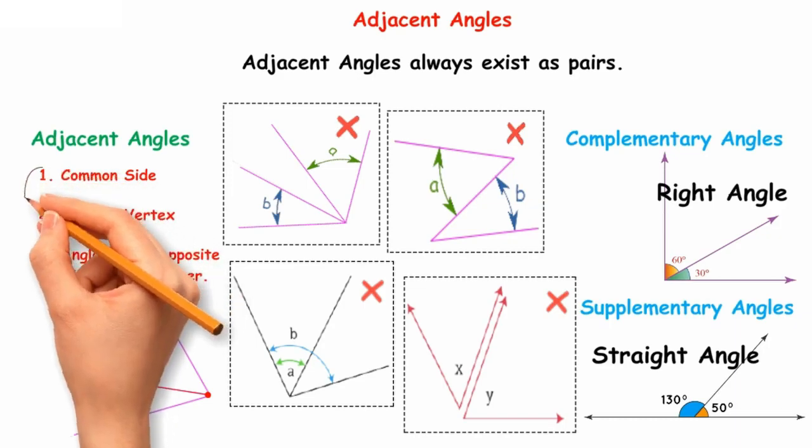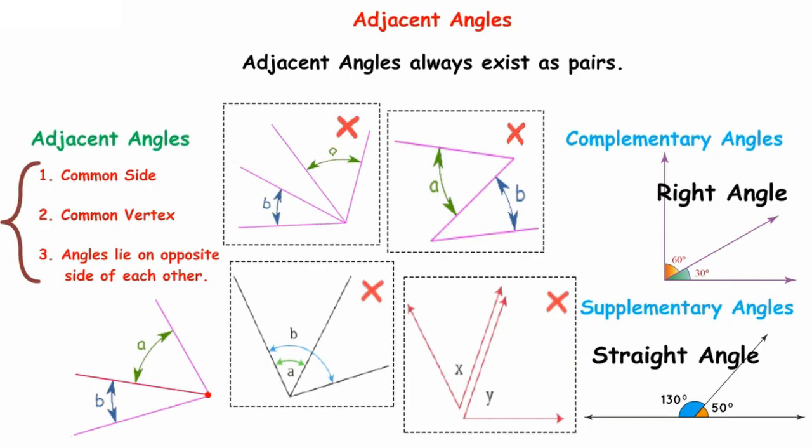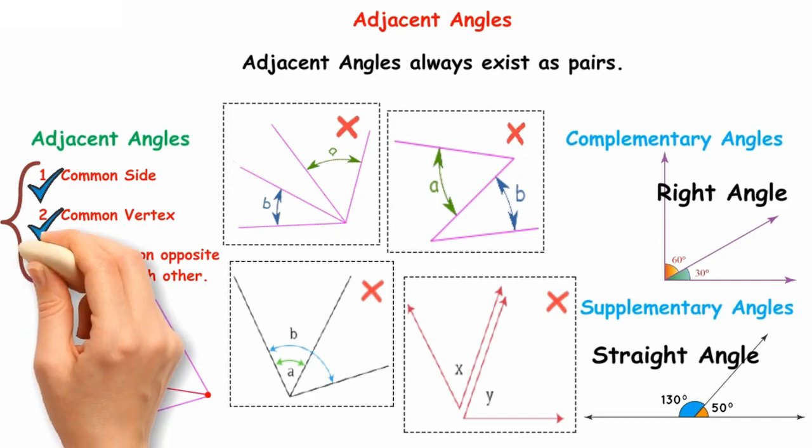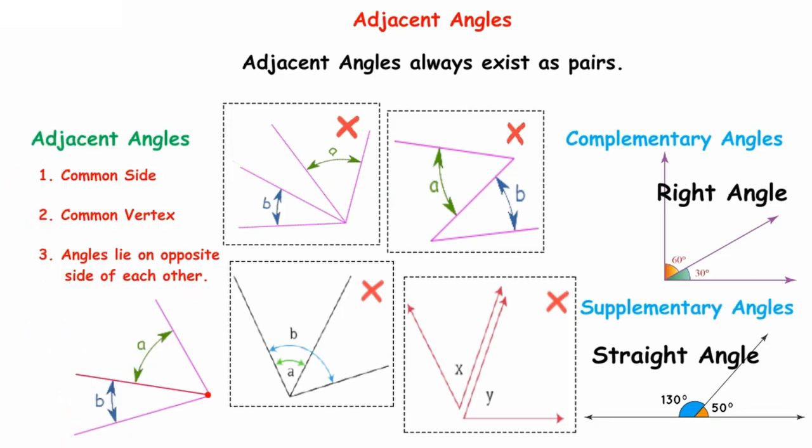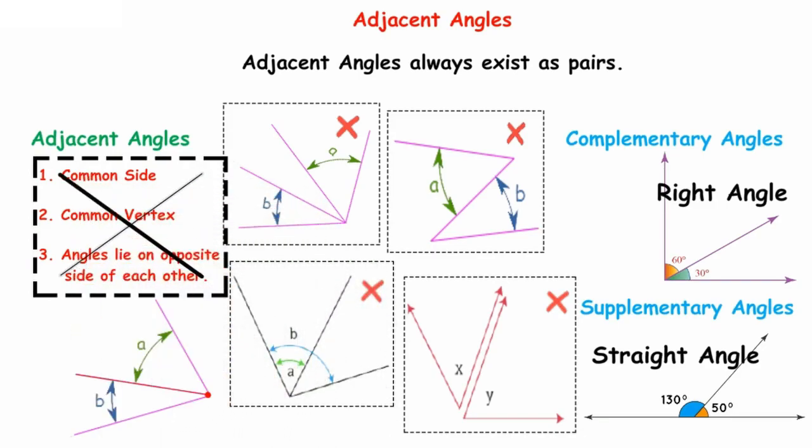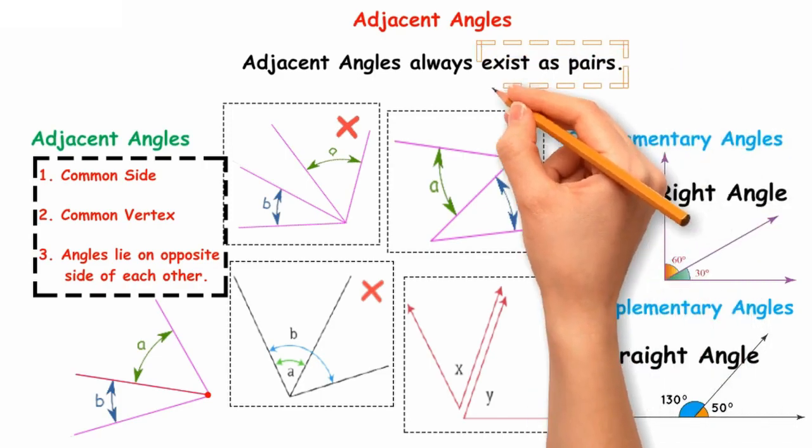Complementary and supplementary angles are not bound with these three conditions. They may have a common side, or not. They may have a common vertex, or not. They may lie on the opposite side, or not. Complementary and supplementary angles may have all of these three conditions, or not any of them. One thing which resembles all of them: adjacent angles, complementary angles, and supplementary angles. They all exist as pairs.